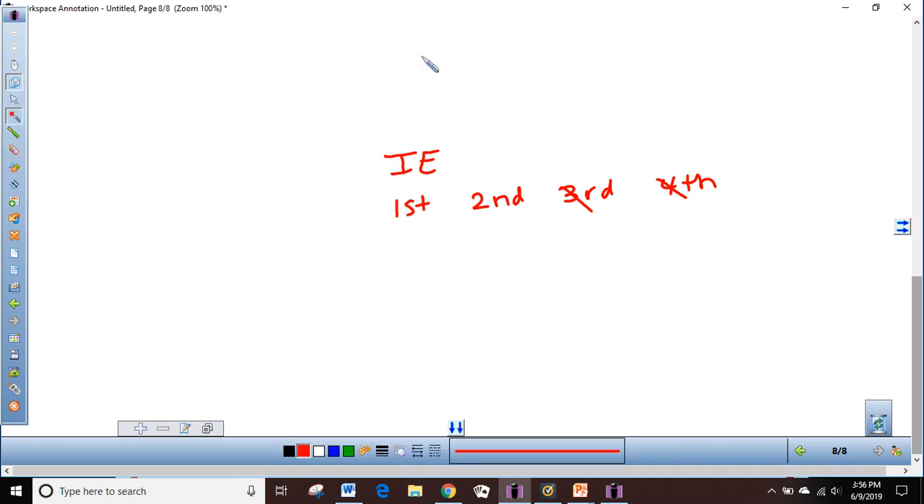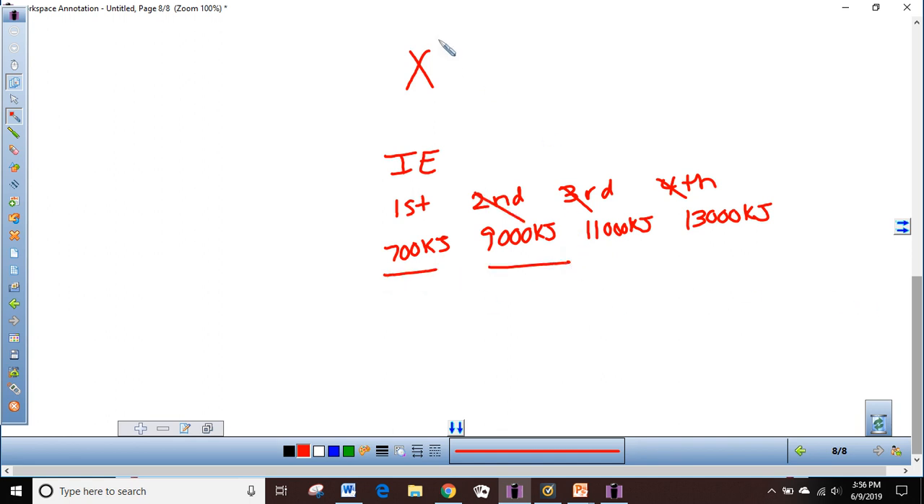Still element X. I think on your worksheet I did 1, 2, 3, but we'll just use element X. So let's say it's going to take about 700 kilojoules for this guy, and about 13. Where's that big jump? Well, the jump's here, so this one's not going to happen. So we predict a +1.